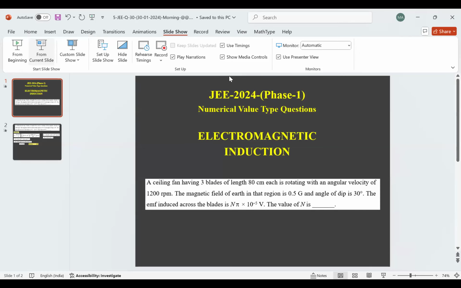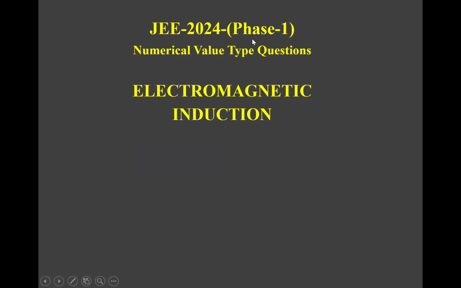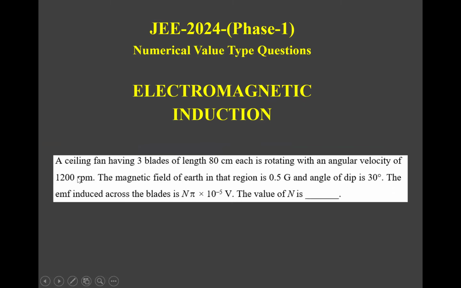Dear students, in JEE 2024 Phase 1, this numerical value type question was from chapter Electromagnetic Induction. The question is, a ceiling fan having 3 blades of length 80 cm each is rotating with an angular velocity of 1200 rpm, means revolution per minute.